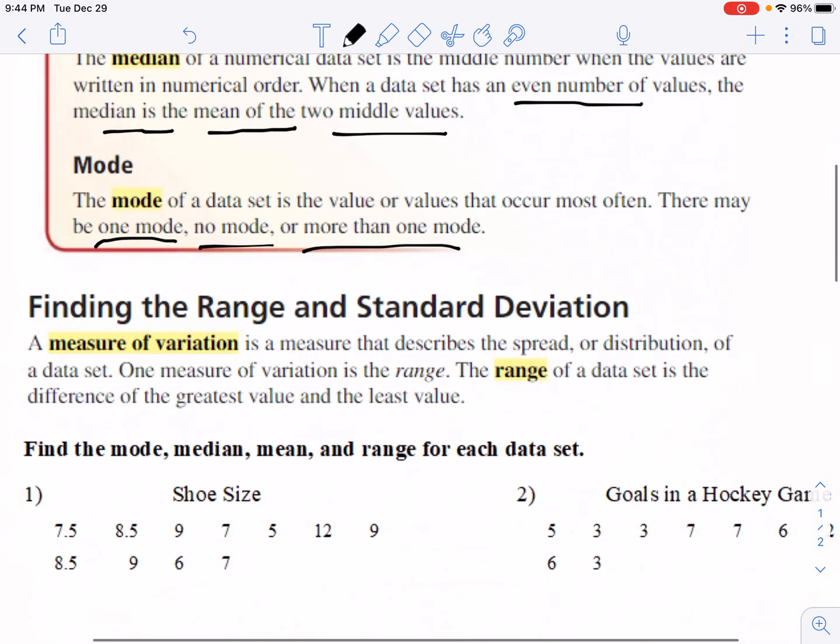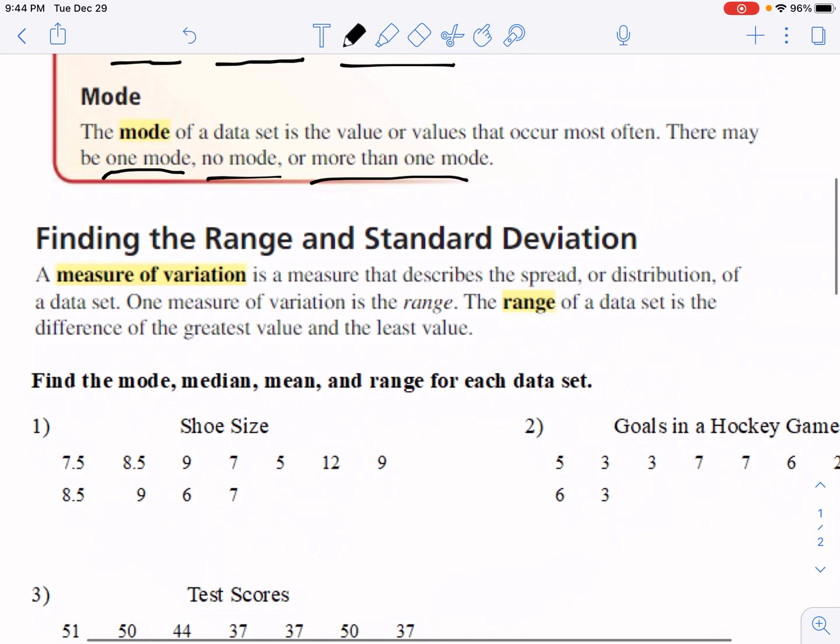Now, the range, that's a measure of variation. So these other ones are a measure of center, okay? This one is a measure of variation. To find the range, or the spread, so to speak, you take the largest number, the greatest value, and you subtract the least value. It's the difference of the greatest value and the least value. In math, difference is subtraction. So we take the largest number in the set minus that smaller number, and that gives us the range, okay?